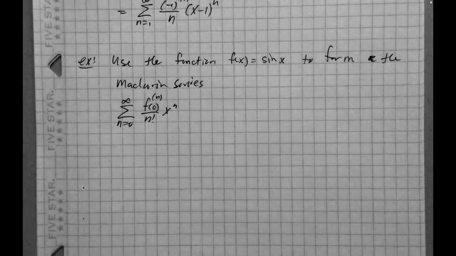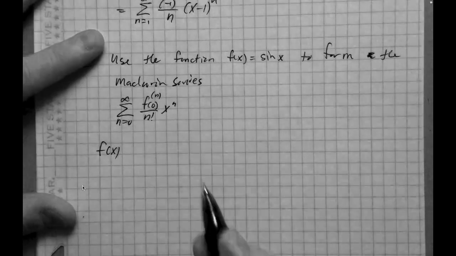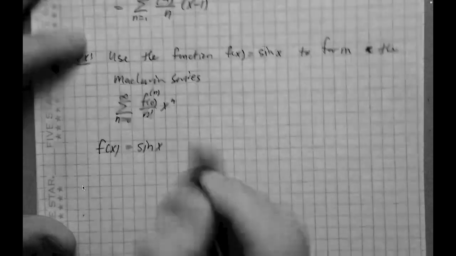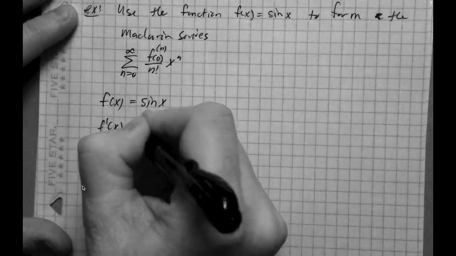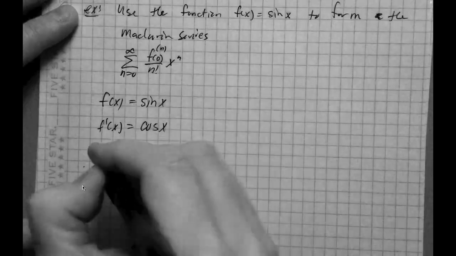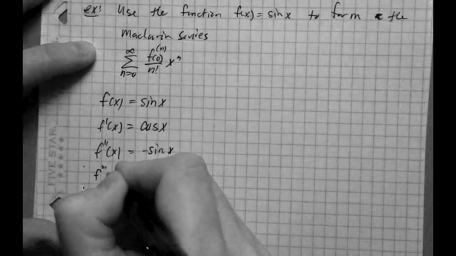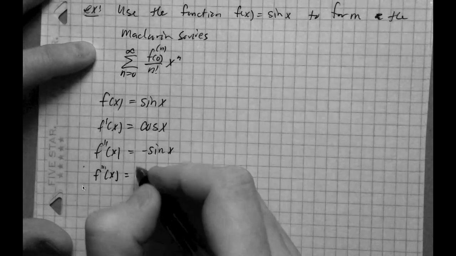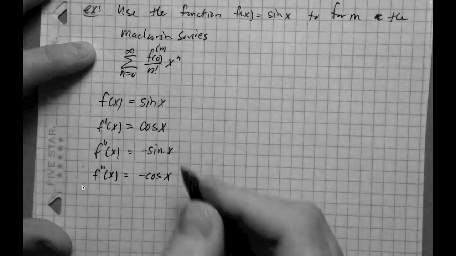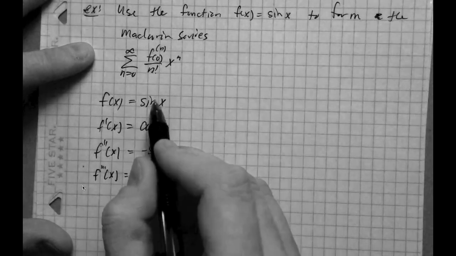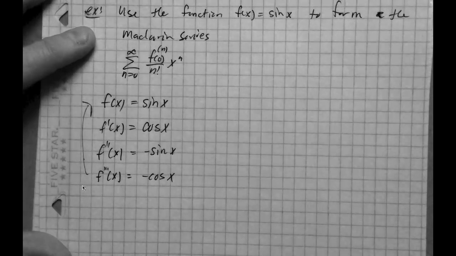Okay, so we need to know the pattern of the coefficients. Okay, and the pattern is going to come off of the function f, here, sine of x. So let's figure out what that looks like. So f of x equals sine of x, f prime of x equals cosine of x, f double prime of x equals negative sine x, f triple prime of x equals negative cosine of x, right? And then the pattern will just repeat itself. We'll hop back to sine x. So you can see that we're going to hop right back up here.